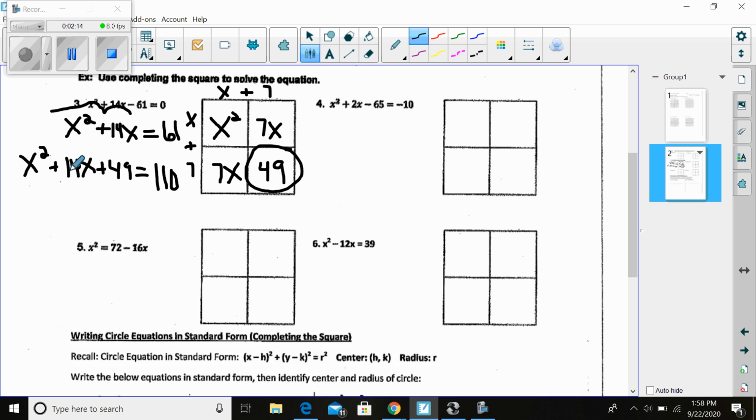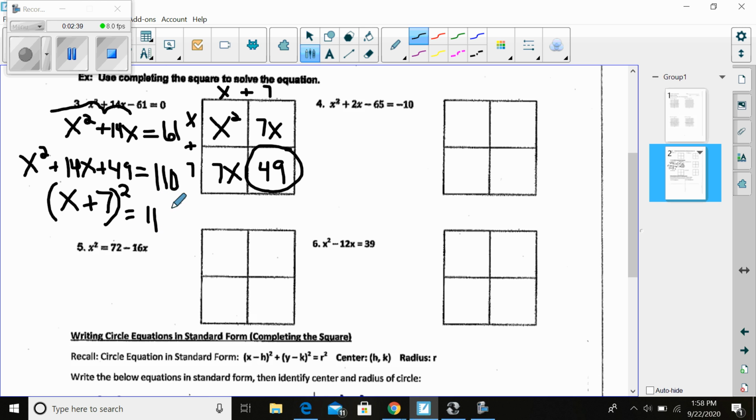Okay, so how did I make this a square? x squared plus 14x plus 49 is from taking x plus 7 and squaring it. So I get x plus 7 squared equals 110.